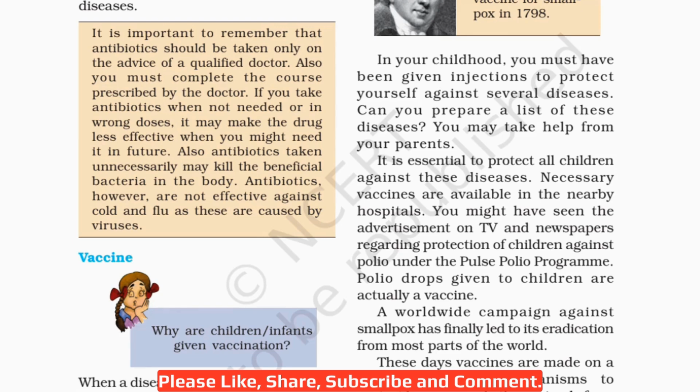So this question is also very common: why should antibiotics not be taken when not needed? If you take the antibiotics when not needed or in wrong doses, it may make the drug less effective when you might need it in future. Also, antibiotics taken unnecessarily may kill the beneficial bacteria in the body. Antibiotics, however, are not effective against cold and flu, as these are caused by viruses.